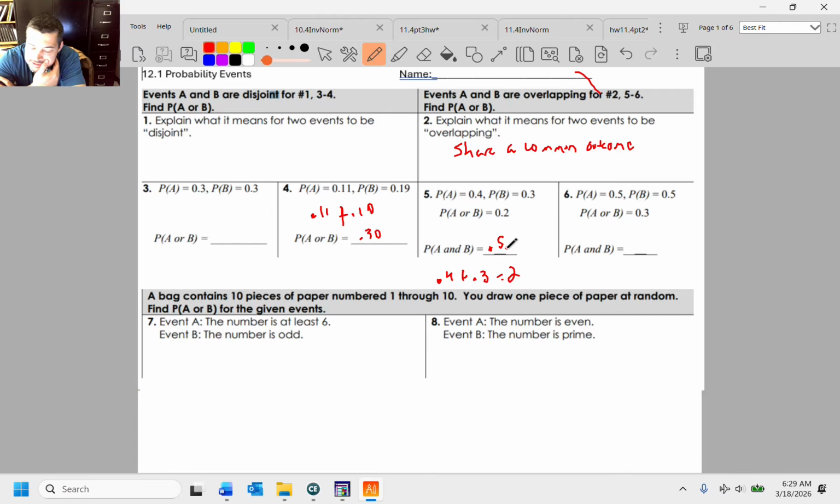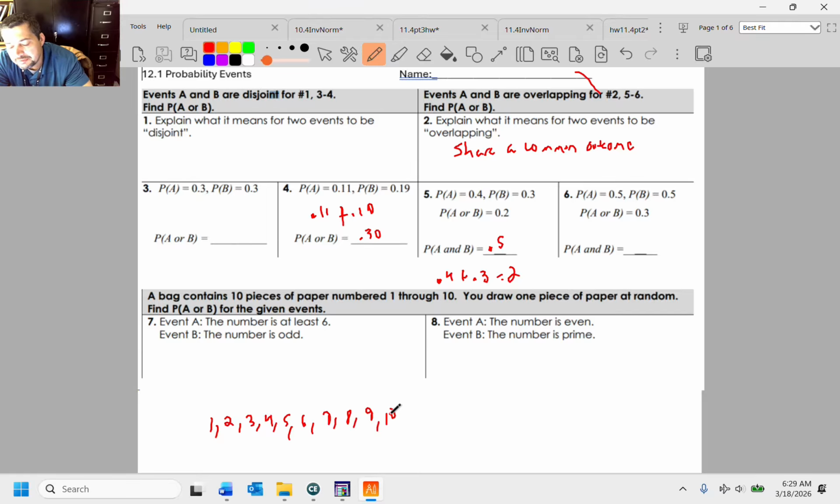A bag contains 10 pieces of paper numbered 1 through 10. You draw one piece of paper at random. Find the probability of A or B for the given events. All right, so I'm just going to write out my sample space because it's the easiest way to do this thing. There's a lot of kids who won't do that. It's just too much work.